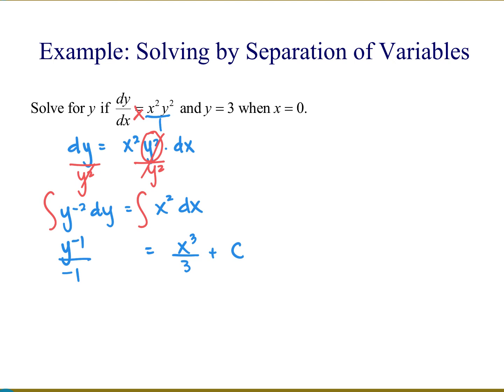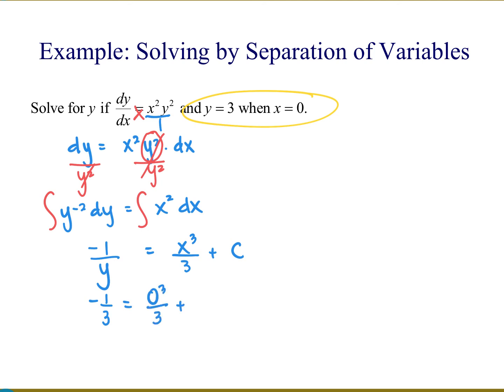So our initial condition is x is 0 and y is 3. So let's substitute that in. Before I do that, I think I want to rewrite this better. So I have a -1 and a y to the -1. So that's -1 over y in the denominator. That's just cleaner. It's just a better way to write it. Okay, now I'm going to put in my 0 for x and my 3. So this will give me -1 over 3 equals 0 cubed over 3 plus c. And of course, 0 cubed is 0, so c is -1/3.